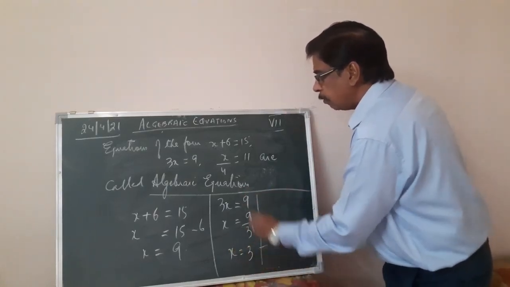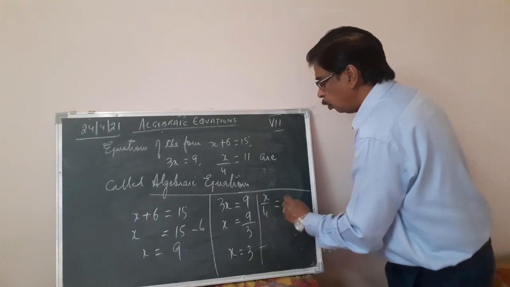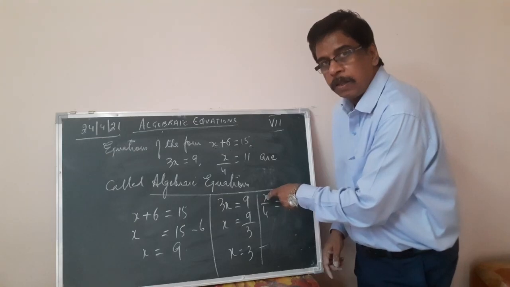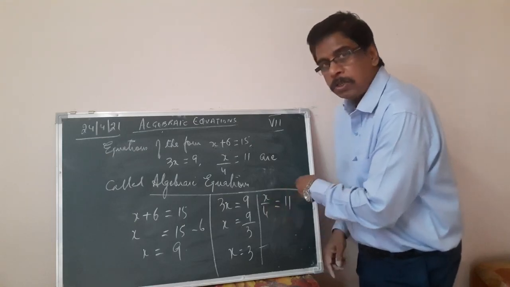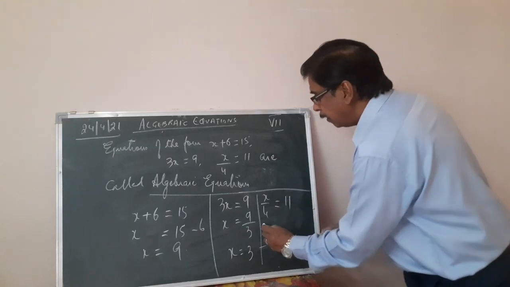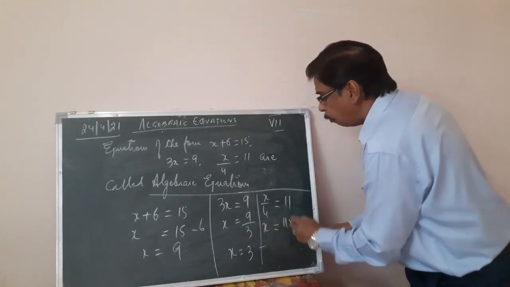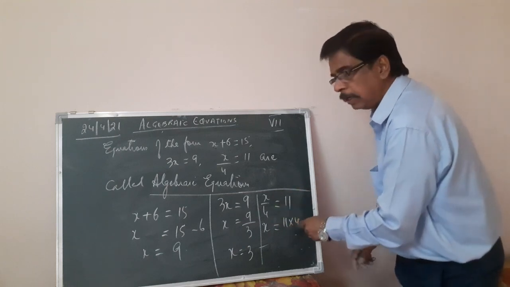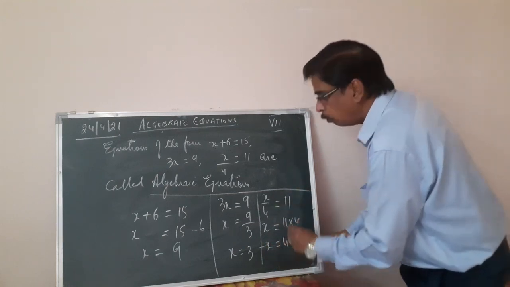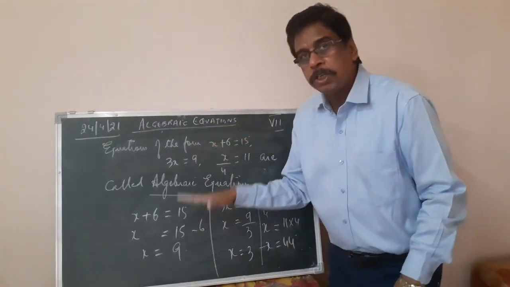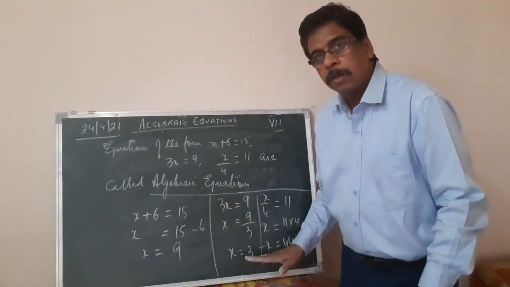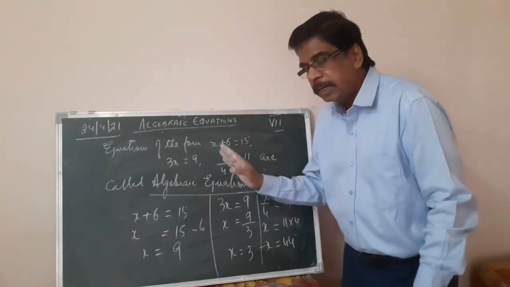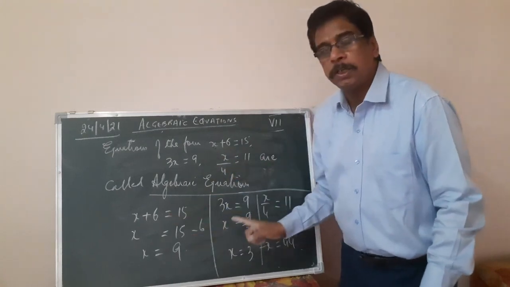In the third case, x upon 4 is equal to 11. Here the variable is divided by 4. When we bring the constant to this side, it is multiplied. So x is equal to 11 into 4, because here it is divided. When you transpose it to the right hand side, we multiply. X is equal to 44. So you see how these three equations are solved. All these equations are called algebraic equations, and we get a solution to each of them.